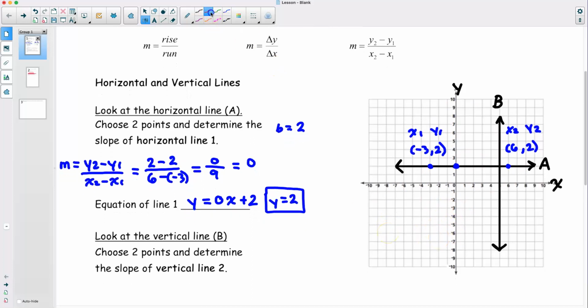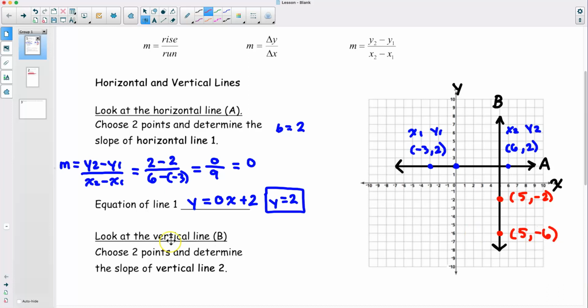Okay, we're going to take a look at the vertical line here, B. And again, we're going to choose 2 points and determine the slope. So I'm going to choose this one over here, which is 5 and minus 2. And I'm going to choose this one over here, which is 5, and we're going to say minus 6. Okay, so this is 5 and minus 2, and this one here is 5 and minus 6.